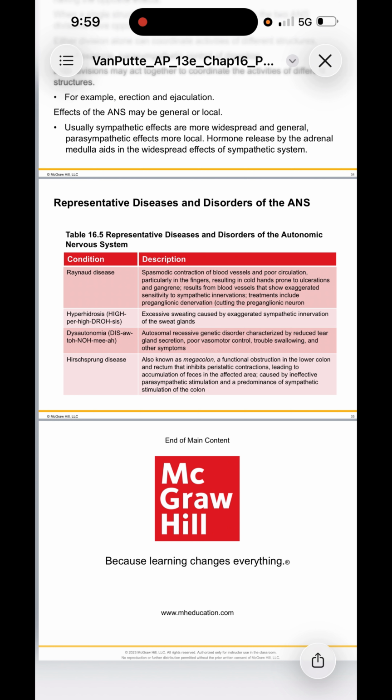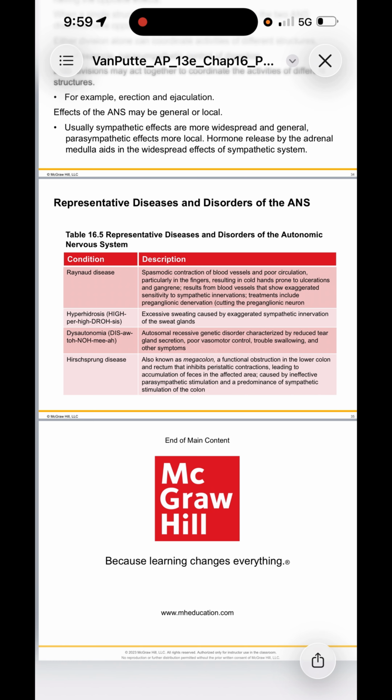Condition: hyperhidrosis. Description: excessive sweating caused by exaggerated sympathetic innervation of the sweat glands. Condition: dysautonomia. Description: autosomal recessive genetic disorder characterized by reduced tear gland secretion, poor vasomotor control, trouble swallowing, and other symptoms.